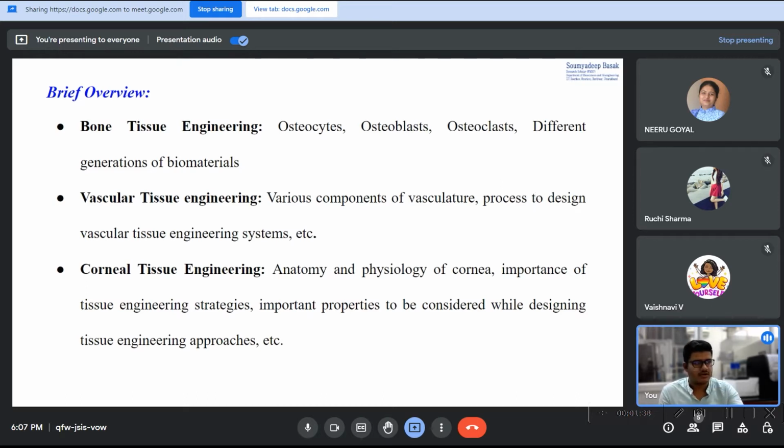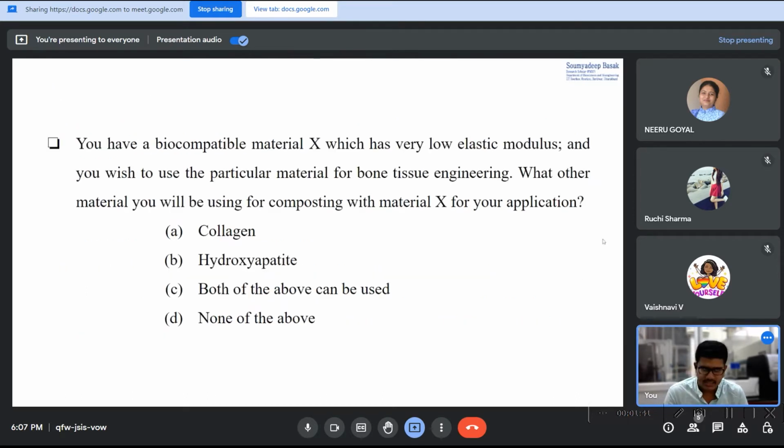Okay. So let's start off with a question. You have a biocompatible material X which has a very low elastic modulus, and you wish to use it for bone tissue engineering. What material will you use for compositing with material X for your application? The options are collagen, hydroxyapatite, both of the above can be used, and none of the above.